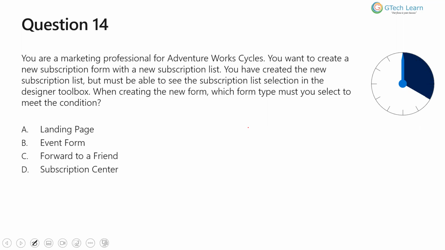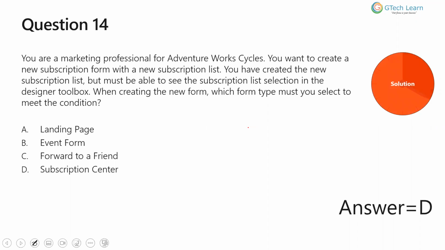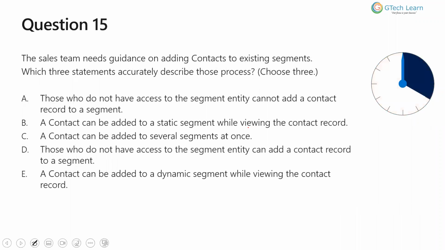Is it option A, landing page; option B, event form; option C, forward to a friend; option D, subscription center? Your answers on the chat, and let me start the timer now. Okay, so the correct answer is going to be option D, subscription center. Okay, let's move ahead with the next question here.